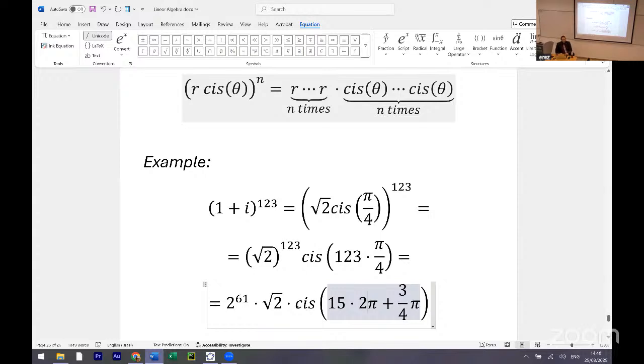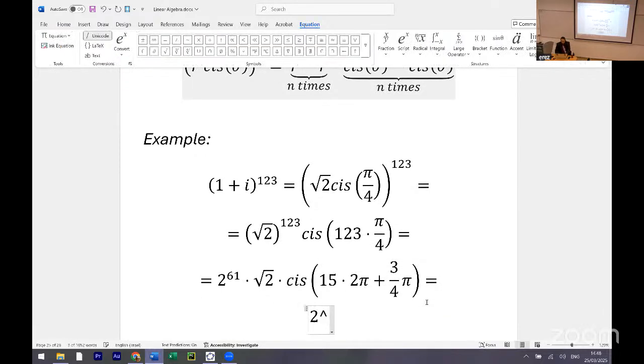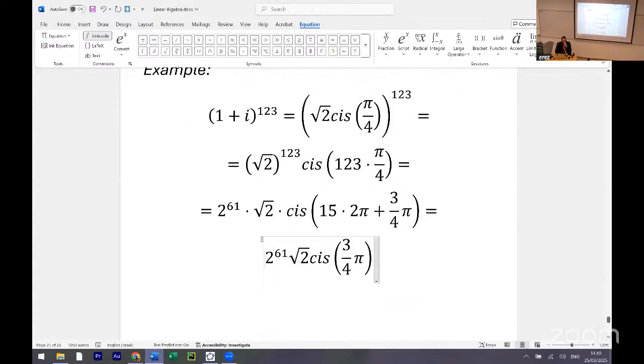So what do both cosine and sine do when you add an integer number of whole circles? It erases it, because that's the period of cosine and sine. So we are left with 2 to the power of 61 times square root of 2 times cis of 3/4 pi. And first of all, that's the answer. That's the final answer.